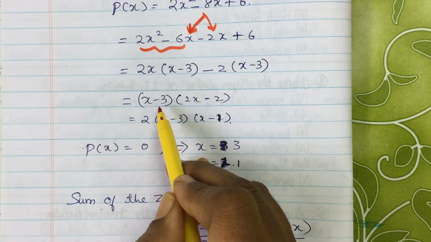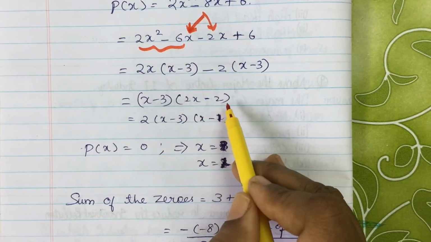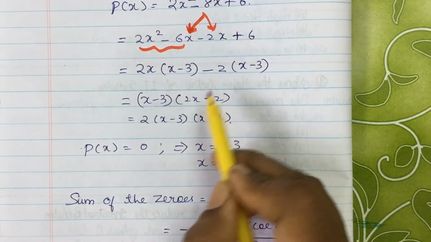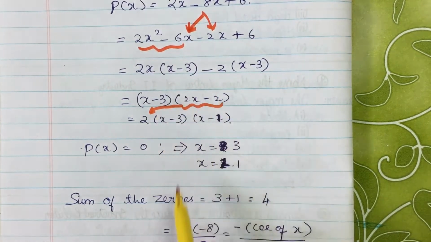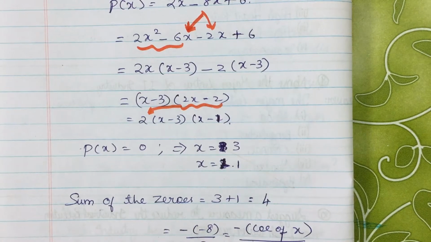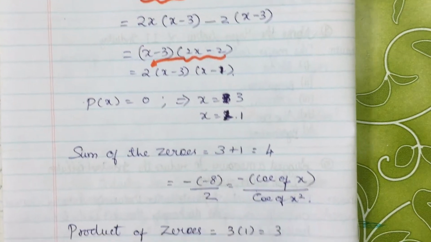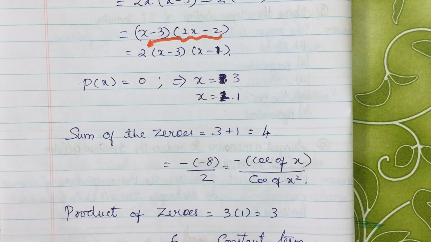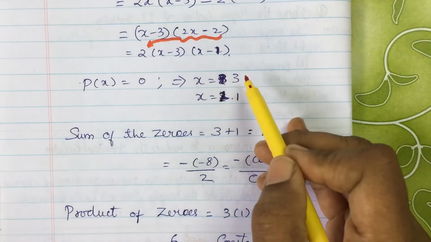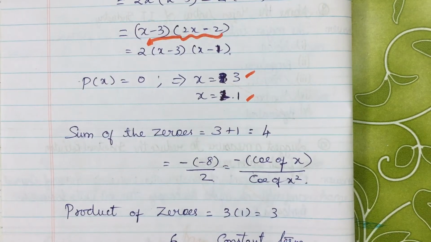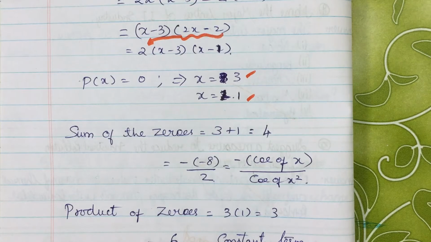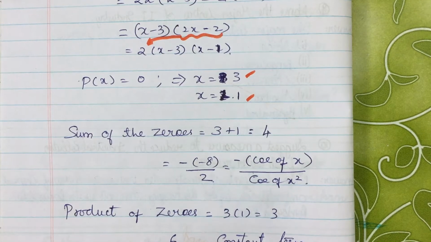So I can take x minus 3 out, and inside I will be getting 2x minus 2, and from this term I can take 2 out. So the remaining terms are x minus 3 and x minus 1. From this, when you equate the entire polynomial to 0, you will be getting x as 3 and x as 1, right? You can call these two as the zeros of the given polynomial, because we have equated the given polynomial to 0.